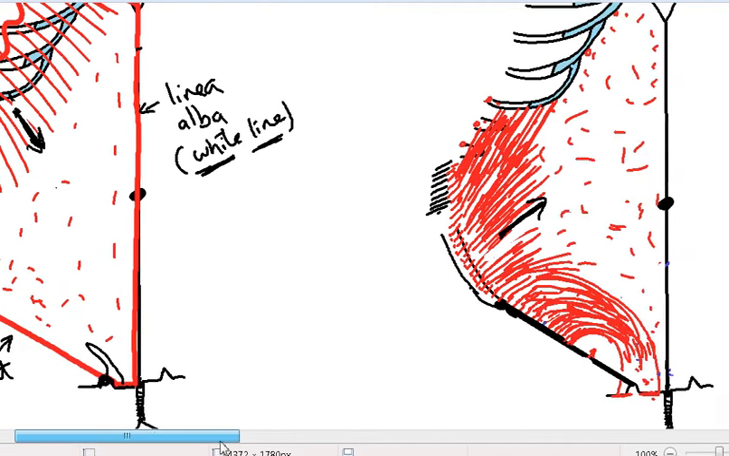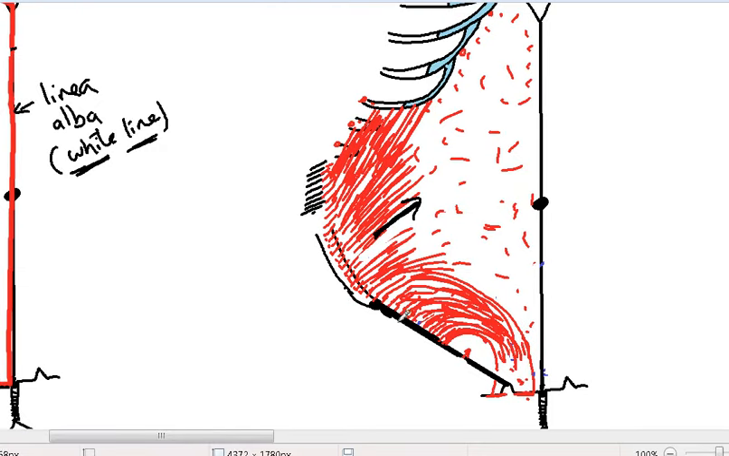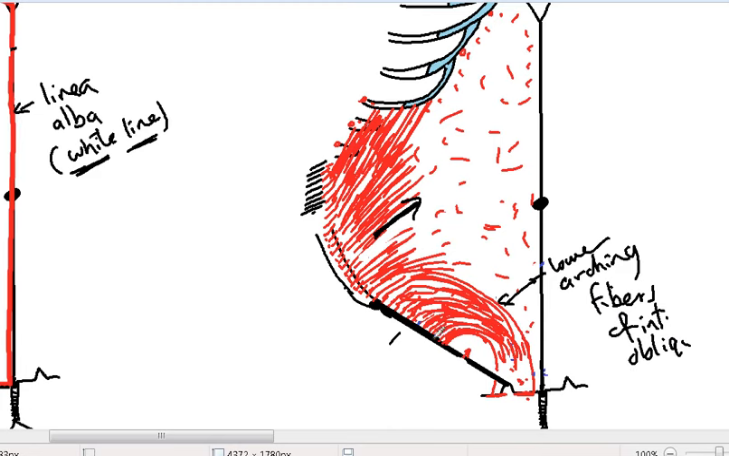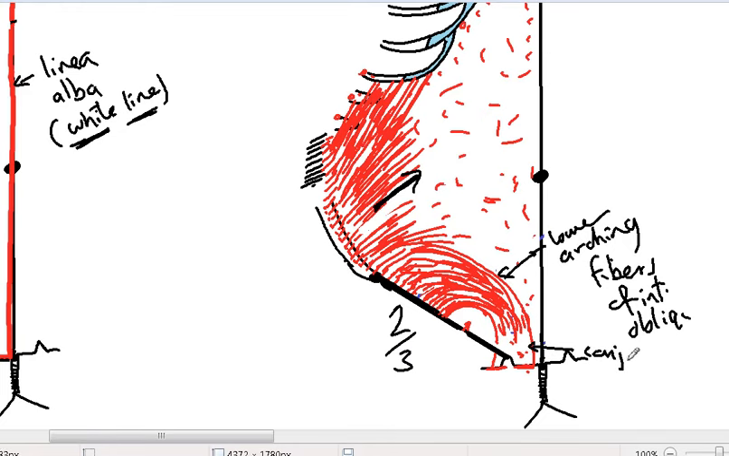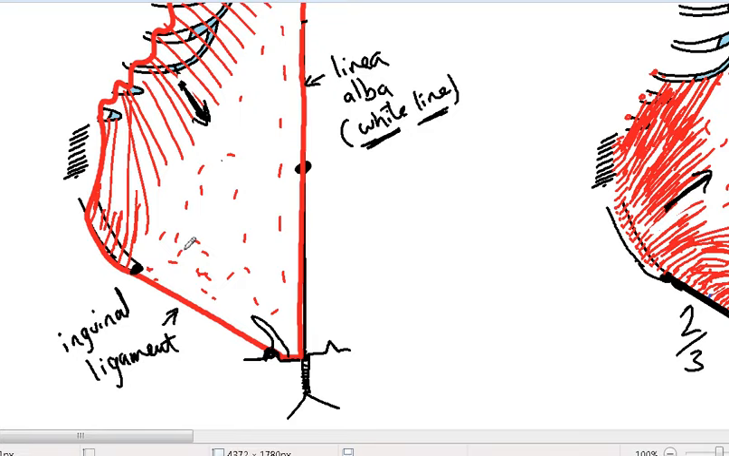From the upper surface of the inguinal ligament, there are fibers of the internal oblique that make an arch like this. These are called the lower arching fibers of the internal oblique. They arise from the lateral two-thirds of the inguinal ligament, make an arch like this, and the end of this arch is the conjoint tendon here. So the arching fibers arise from the inguinal ligament. I want to remind you, the inguinal ligament is part of the external oblique, okay?